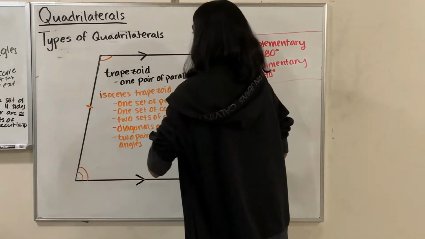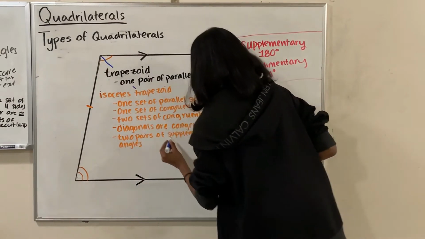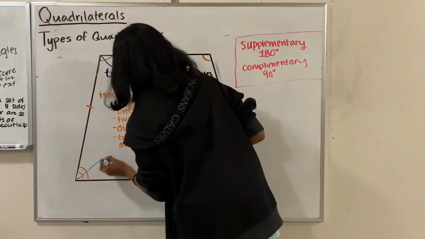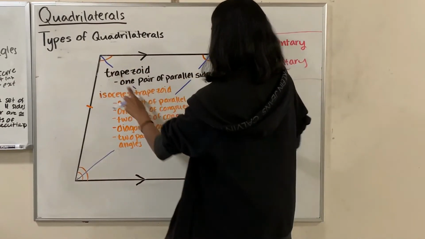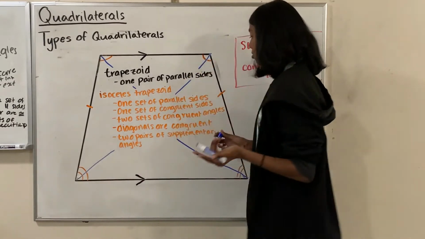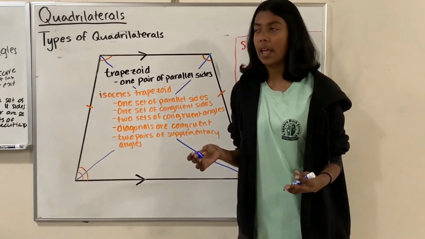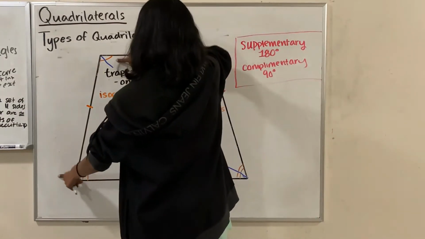So that means this. I don't want to draw on top of the words. That was a really bad diagonal. And this. These 2 diagonals are congruent. And then we have 2 pairs of supplementary angles, which are these 2 and these 2.